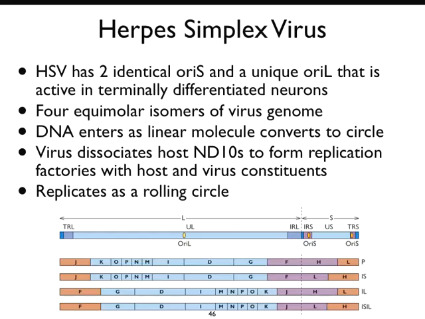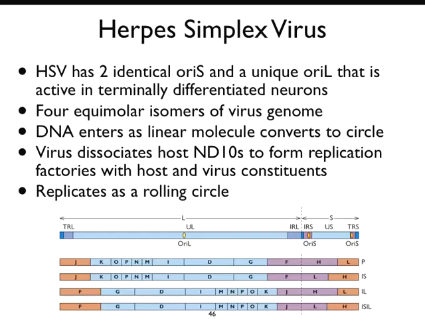But the DNA does enter as a linear molecule from the virion, and shortly after it enters the nucleus, it's converted to a circle. And circles are sometimes good things because they're pretty easy to replicate. The virus dissociates host nuclear domain 10s and re-enters whatever that space is that was filled with ND10s to form replication factories with both host and virus constituents.